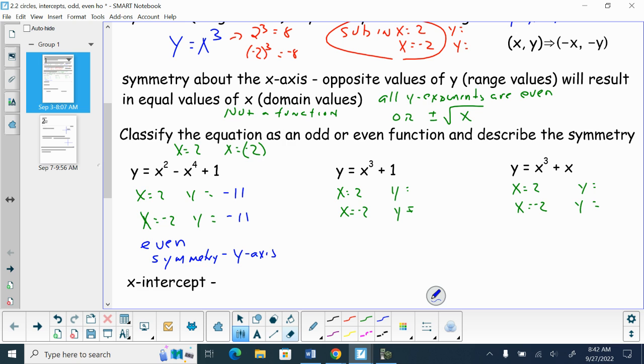Put in 2, put in -2. Isaac, put in 2. Next one, what do you get? If I put in 2, 2 cubed plus 1, 9. And put in -2, what do you get? -2 to the third plus 1. What's -2? -7. Odd, even, or neither? Neither?